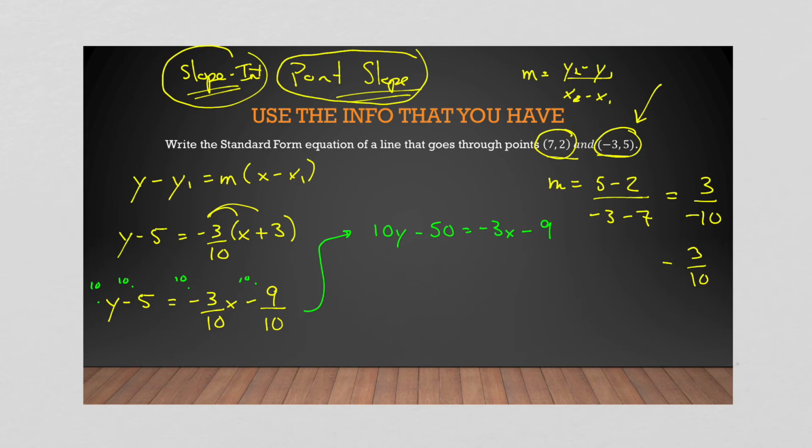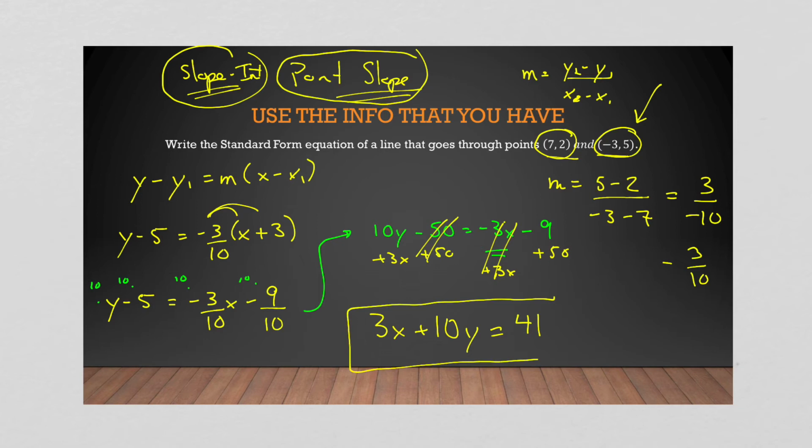And we want x and y's on one side, and since my x's are negative here, I'm going to get rid of those first. So I'm going to go plus 3x on that side, plus 3x on that side, and then at the same time I'm going to go plus 50 and plus 50, because that gets rid of the 50 from that side, and it gets rid of the 3x from that side. And I end up finished. I have 3x plus 10y equals 41.